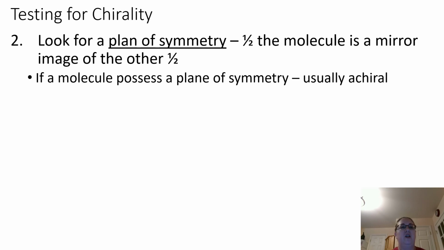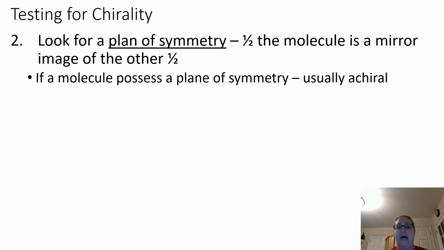The second thing we're going to look for is going to be a plane of symmetry within the molecule. This is basically where half the molecule is a mirror image of the other half. If our molecule possesses that plane of symmetry, it is usually going to be achiral. So if you go back and you look at that one ring structure that we drew, or if you look back at the 4-carbon chain with the 2 bromines, if you draw a line down the middle and split the molecule in half, you will notice that those had planes of symmetry in them, that they had half the molecule mirrored the other half of the molecule.